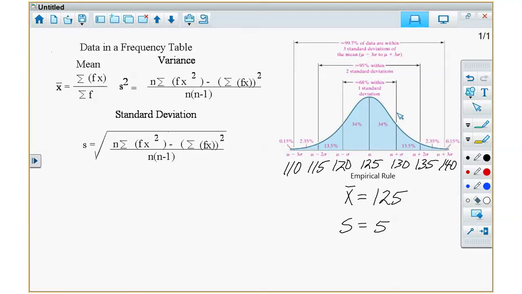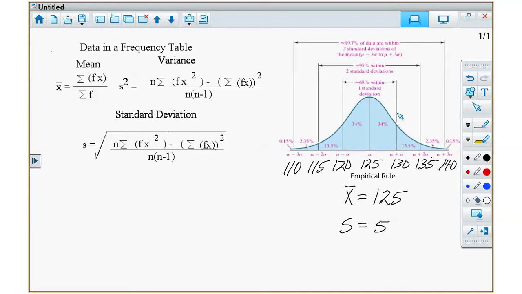Most books, this 0.15 doesn't exist. This 0.15 is calculated in here to 2.5. In some books, the empirical rule will be like this, where this will be off and this will be 2.5. That 0.15 doesn't really mean anything. Now, if you're given this on a test or homework and they ask you how many scored above 140, then you'd say 0.15%. But most of the time, it's just going to be a generalization.